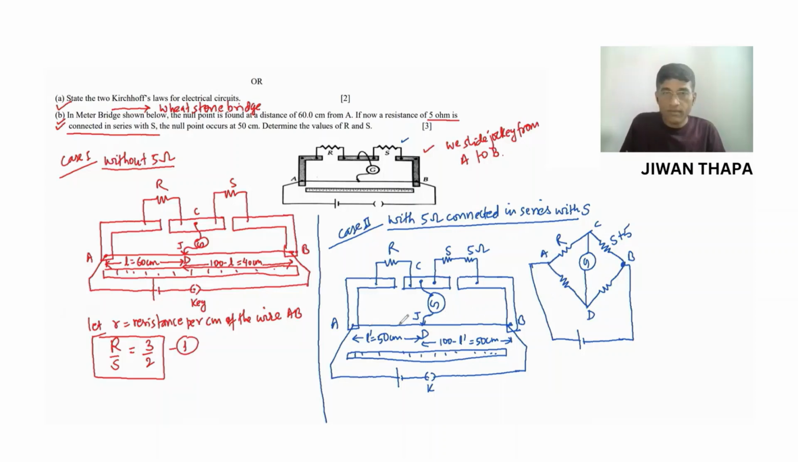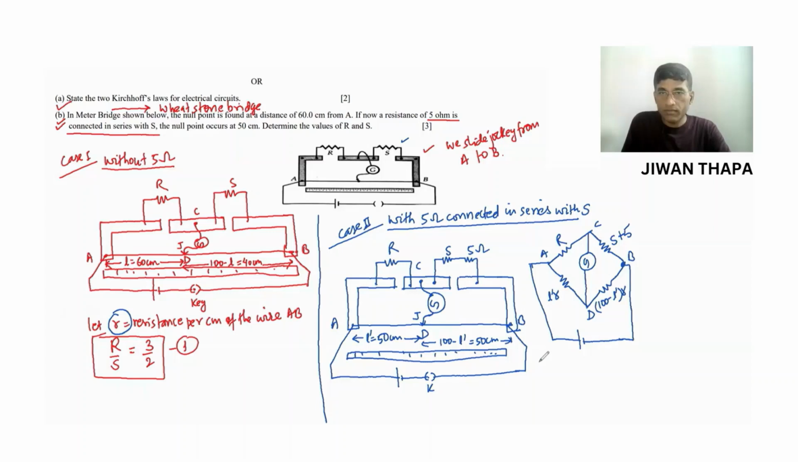Resistance of AD equals L dash times R, because R is resistance per cm of the wire AB, and R is constant for wire AB. The resistance of DB is 100 minus L dash times R. So we have this. Now at balance condition, what do we do?